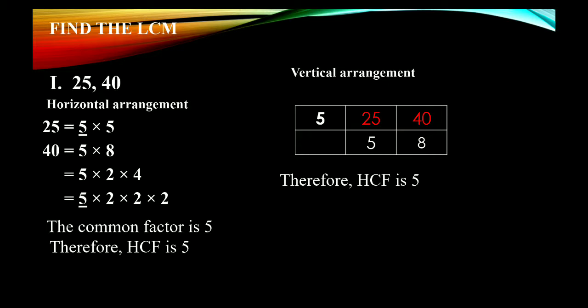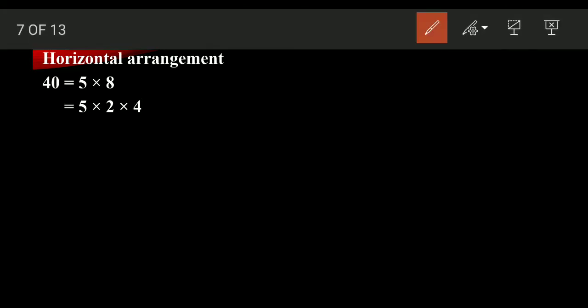One more example. Now we have 3 numbers here: 40, 60 and 75. First we will write the factors of 40 using the horizontal method. 40 can be written as 5 8s are 40. The 8 is to be factorized. So let us factorize. The 8 can be written as 2 into 4.